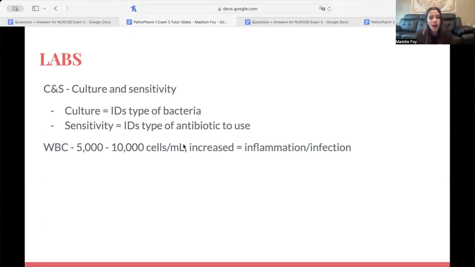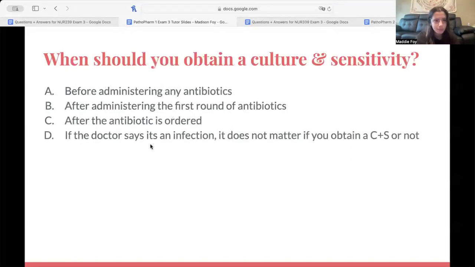So in general, you have to obtain, or you should always obtain, a culture and sensitivity before the administration of any antibiotics, because otherwise you're kind of just shooting in the dark and hoping that the antibiotic that was prescribed will work. And then another major marker for infection is going to be that white blood cell count. Your normal range is 5,000 to 10,000. Increased above that is indicative of infection. So that's leukocytosis, the technical term for that, is more white blood cells, or more than 10,000.